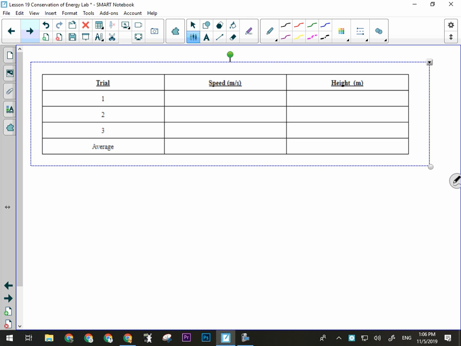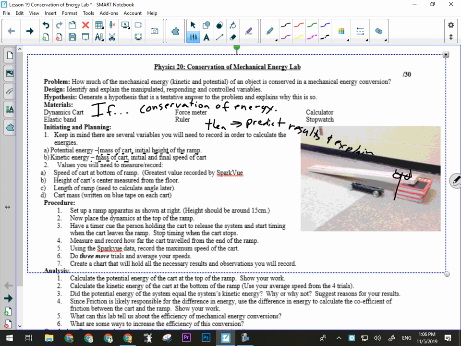Your height, obviously you're measuring that first, and it'll be the same for all of your trials. For me, it was like 21 centimeters. So you'll be filling in that chart with that data. You'll need to record the final speed of the cart, or the maximum speed of the cart, the initial height of the ramp, and you have the mass of the cart.